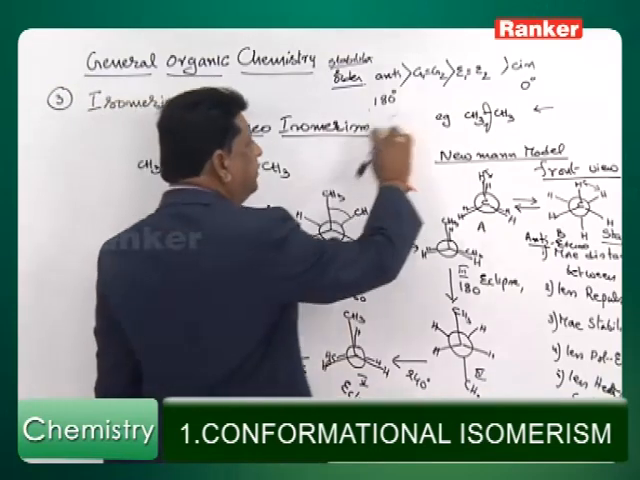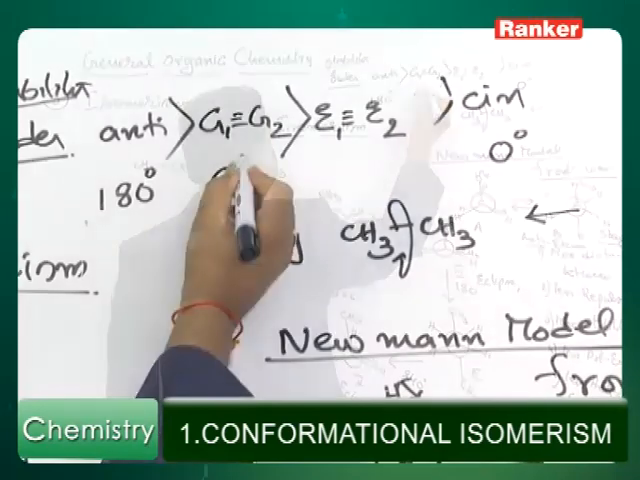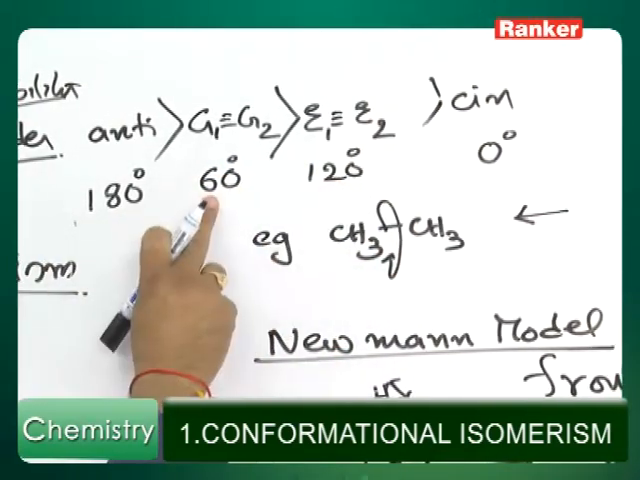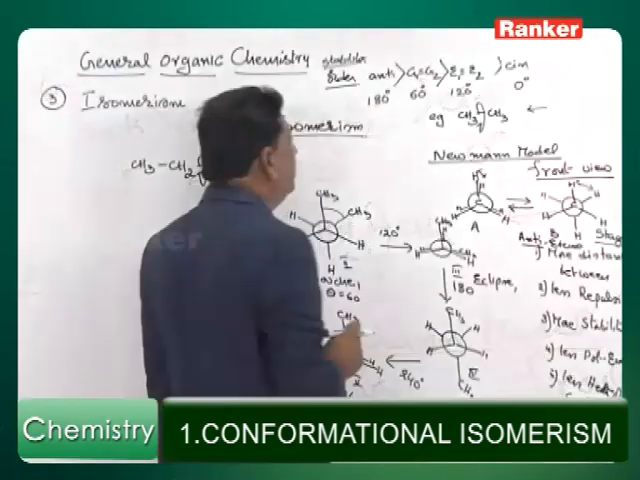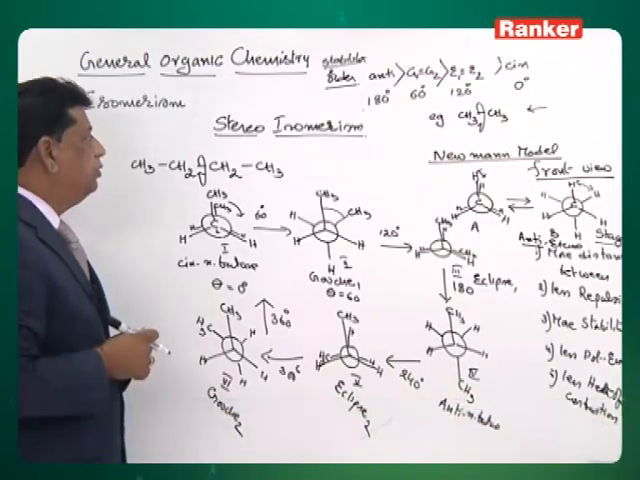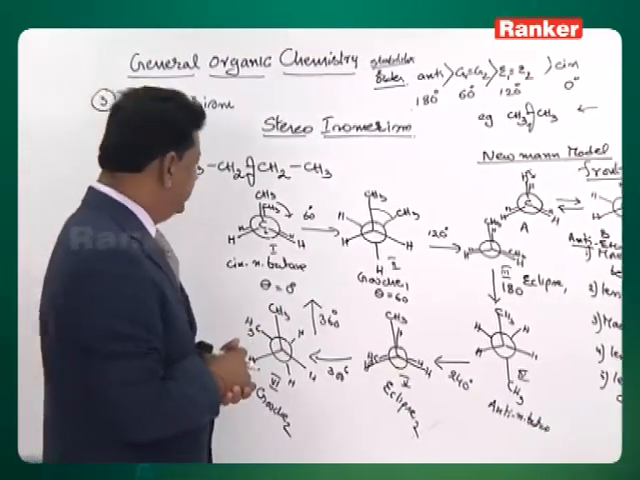But here eclipse is 120, Gaussian is 60. First 60 comes, then 120 comes. So if it is 180, then 120 should come here. So remember, 180 followed by 60, 120 and 0. So it is the groups: the more the separation, the more will be the stability.